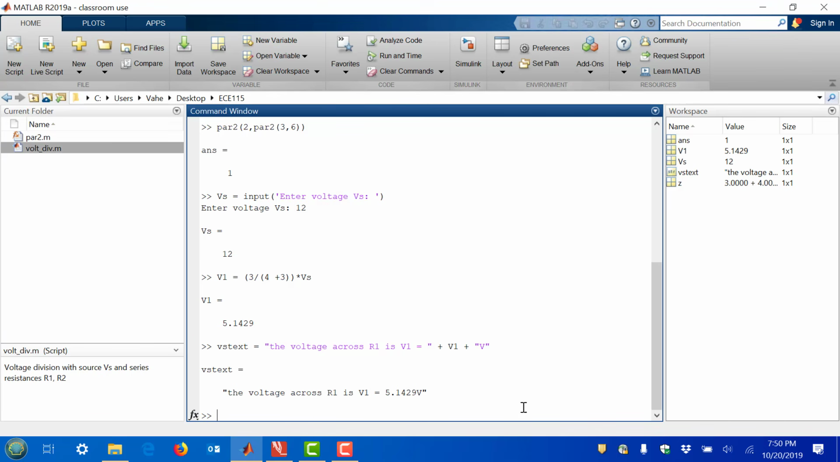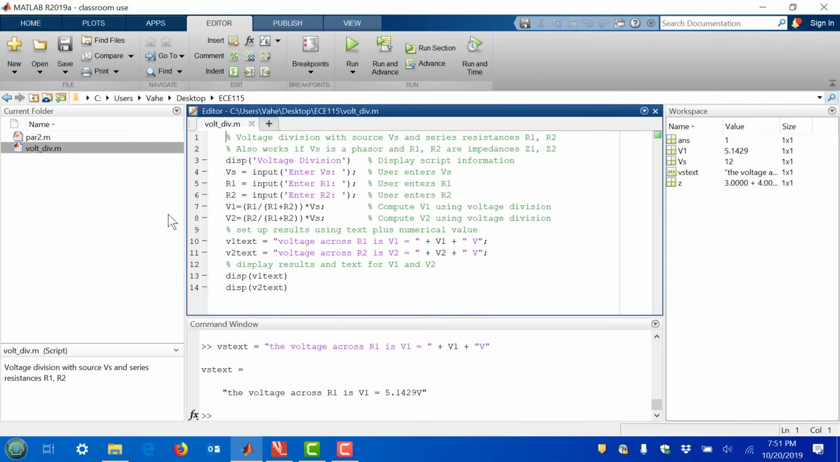It's nice, and it stands by itself, and if you go back to it, you'll be able to read it and modify it. So let's take a look at this one called volt_div.m, voltage division. If you click on that, you get what we call a script. Anything to the right of the percent sign is a comment. It is not read in, it is not computed. Those you see in green. Anything you see in green is a comment.